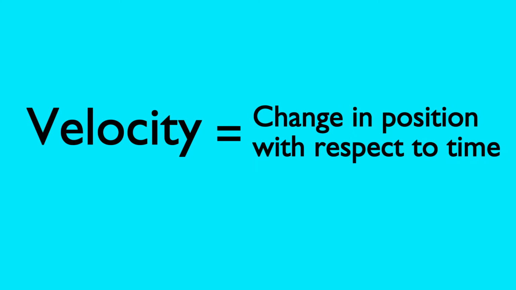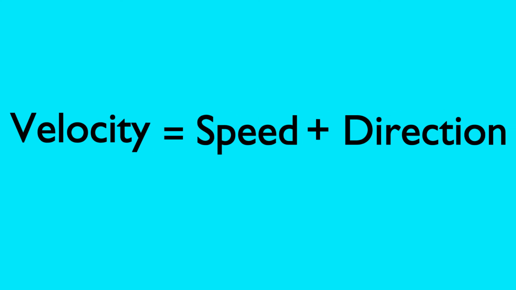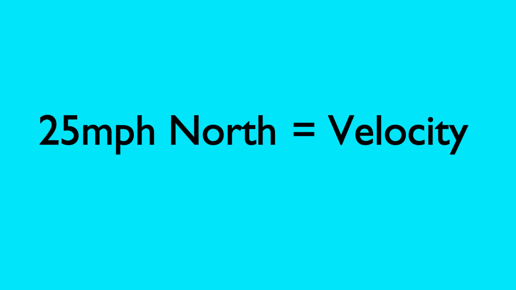The second term that we care about is velocity. Velocity is the change in position with respect to time. Now, what does that mean? Well, you may be more familiar with the term speed. Velocity is actually the same as speed, except velocity also includes direction. So you can say someone is driving 25 miles per hour and you're giving them the speed. But if you say they're driving at 25 miles per hour north, then you're giving velocity.